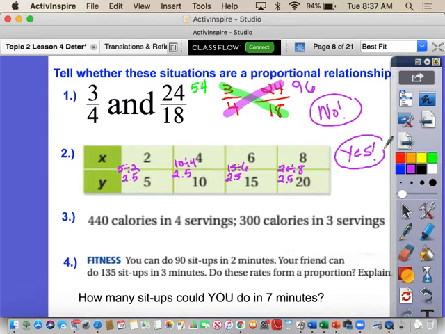All right, number 3, we've got 440 calories in 4 servings and 300 calories in 3 servings. You know what, guys? I'm actually going to let y'all do number 3 and number 4 on your own, just determining if they're proportional or not. So, I'm going to give you a couple minutes to do that. If you're watching the video, press pause and then press play when you're ready to go over it.